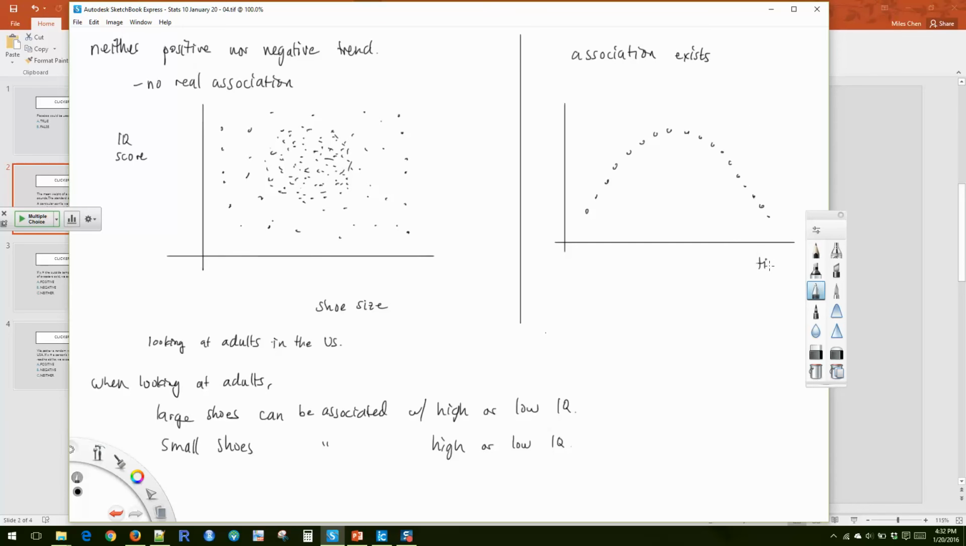So this could be time, and this could be the altitude of, I don't know, a toy rocket. You could launch a toy rocket, and as time goes on, it goes up, and then it comes back down, and we can plot this. Here there's definitely some kind of association, but using a word like positive or negative will not describe the overall relationship. So positive or negative is not sufficient as a descriptor.